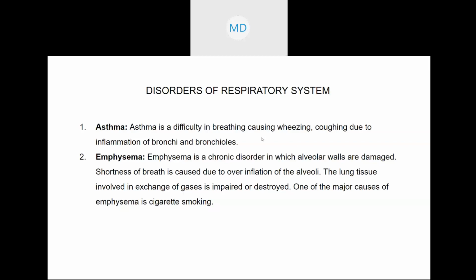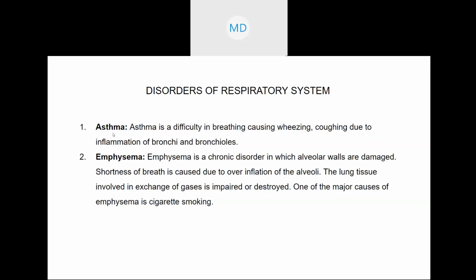So asthma is very common in your family line or relatives or people around your place. Most of you might have seen asthma patients. But emphysema is not that common. These both are disorders related to the human respiratory system. The respiratory system is mostly the lungs, so these are diseases of the lungs.